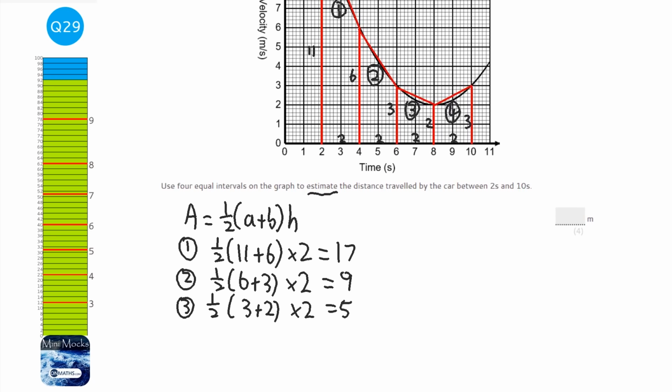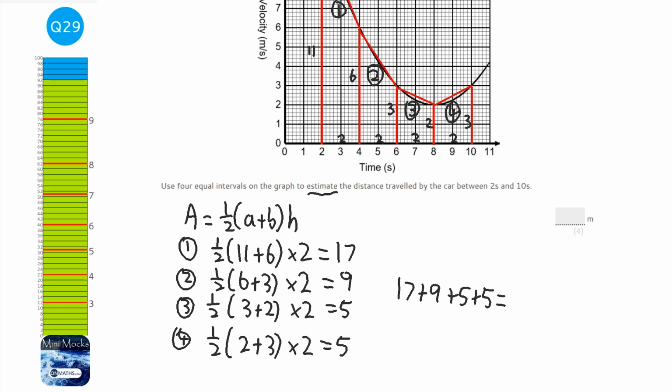Let's just scroll it down a little bit. So the fourth one is going to be half 2 plus 3 times 2, which is also going to be 5. So to work out the total distance, 7 plus 9 plus 5 plus 5, 17, sorry. So 17 plus 9 plus 5 plus 5. I don't know why I'm using a calculator for this, but it's here, so we might as well use it. So it's going to be 36.